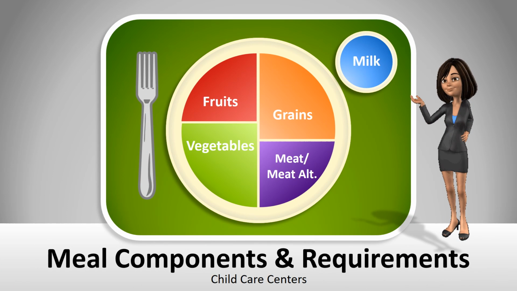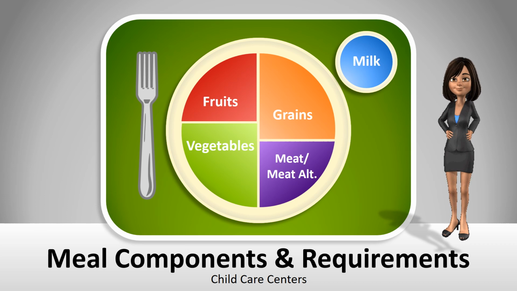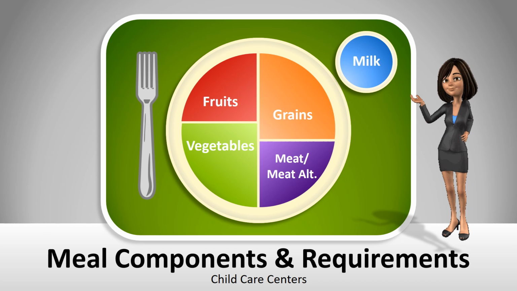Meal components and requirements. There are 5 meal components in the Child and Adult Care Food Program: fruits, vegetables, grains, meat alternates, and milk.